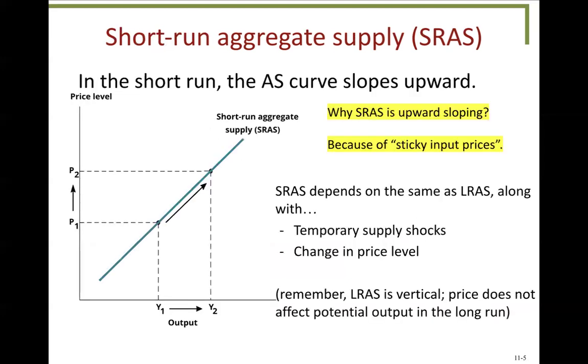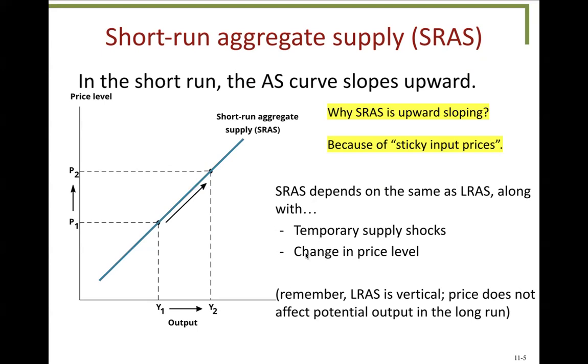Now, on the other hand, short run aggregate supply. In the short run, the aggregate supply curve slopes upward. But why? This is because of something we call sticky input prices, which we will look at in just a second. For now, we'll just talk about what affects it and how this is different from long run. Short run aggregate supply depends on the same factors as long-run aggregate supply. So those four: capital, labor, natural resources, and technology, along with two extra factors, and these two do not affect long-run aggregate supply. So short-run aggregate supply is also affected by temporary supply shocks and changes in price level.